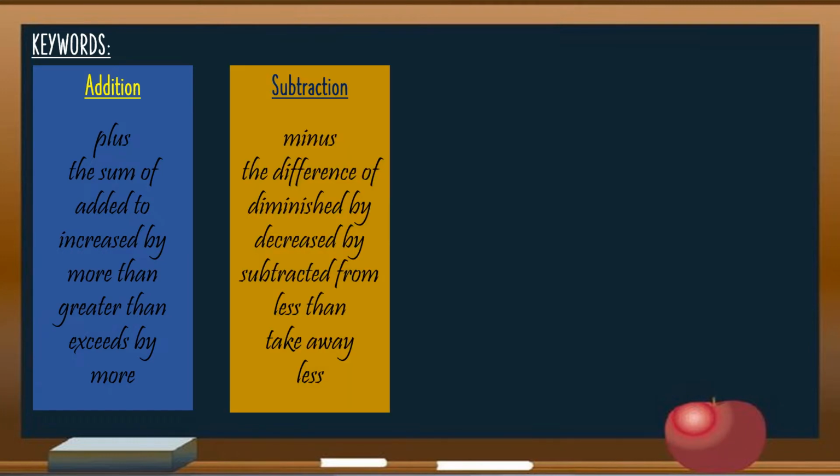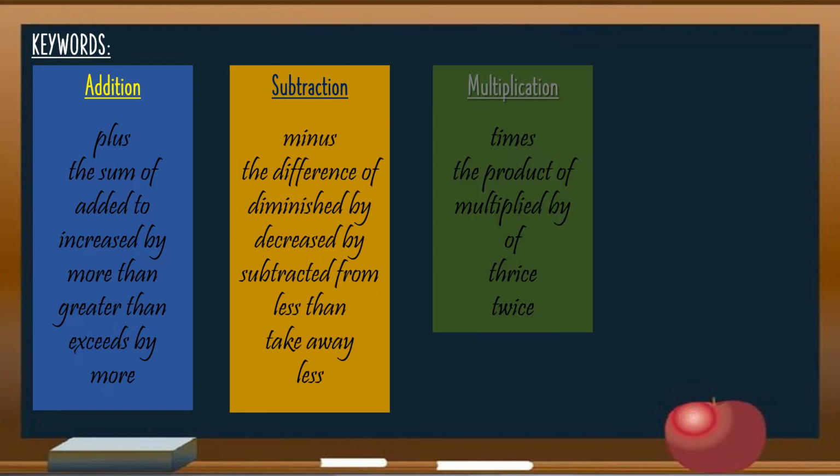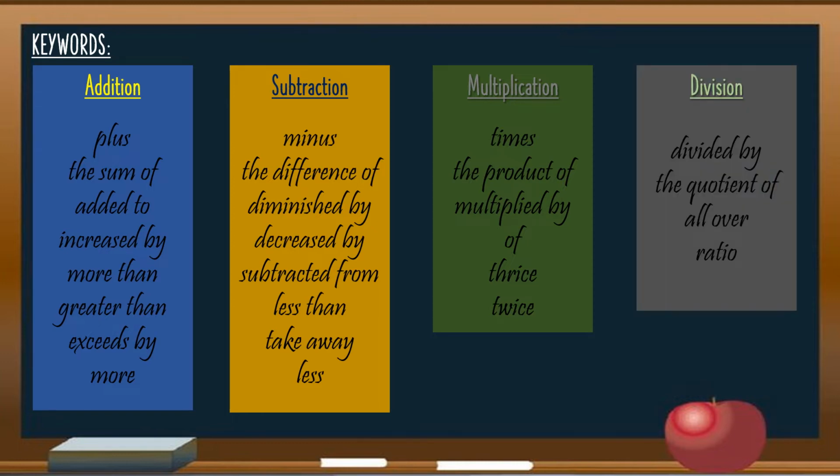Next is for subtraction. So we have the minus, the difference of, diminished by, decreased by, subtracted from, less than, take away, and less. For multiplication, we have times, the product of, multiplied by, of, thrice, twice. For division, we have divided by, the quotient of, all over, and ratio.